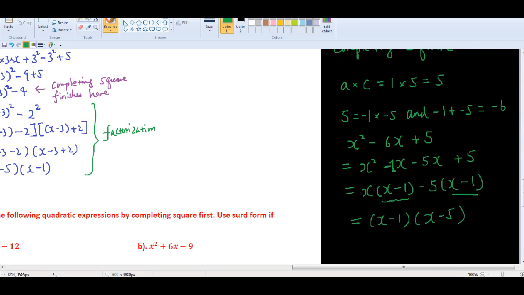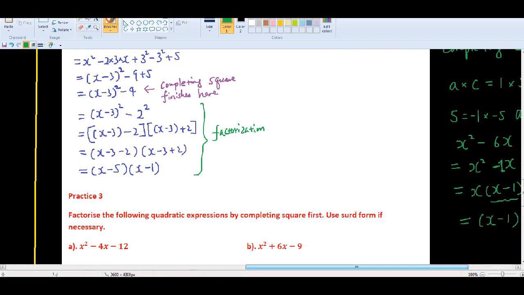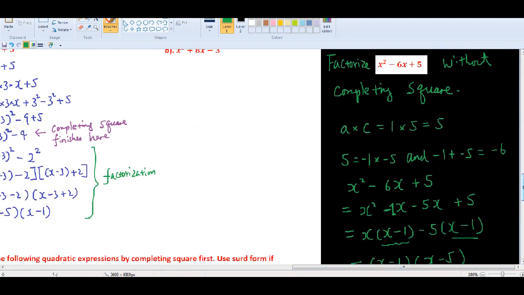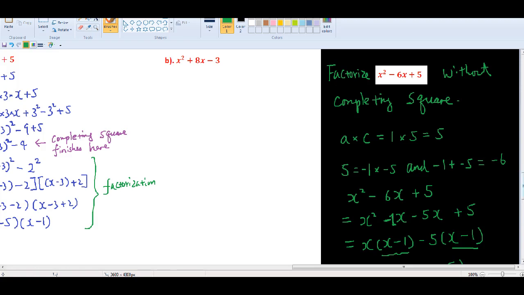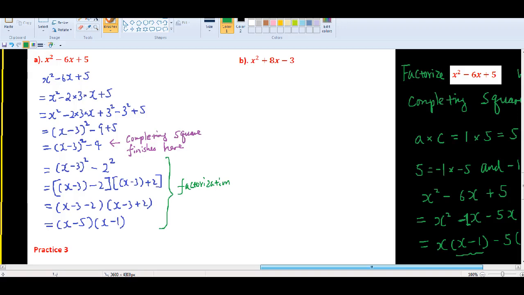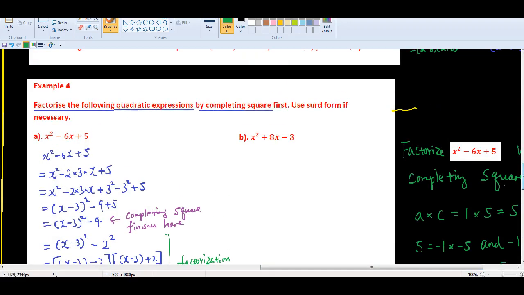Okay, you see, when you compare this method to the completing square one, you got the same answer, right? So that's how we could use the difference method to arrive at the same solution, the same answer, right? Okay, but of course, because the question has asked you to do that factorization by completing square first, you have to use completing square in the examination.